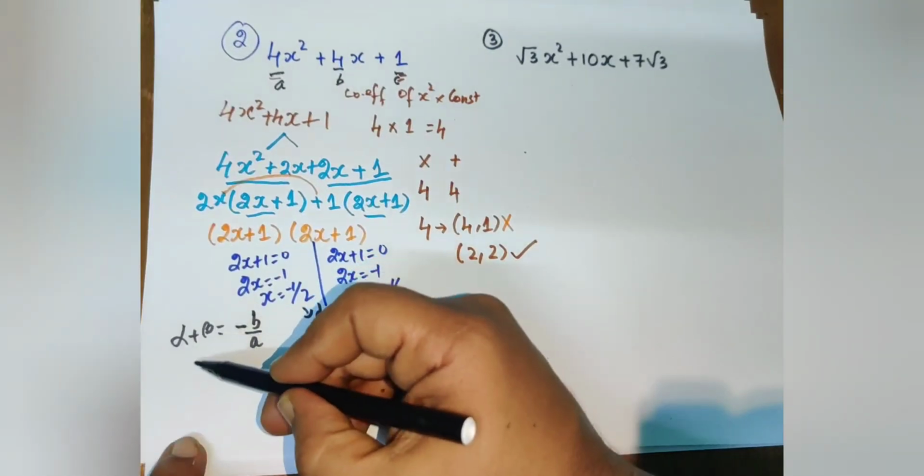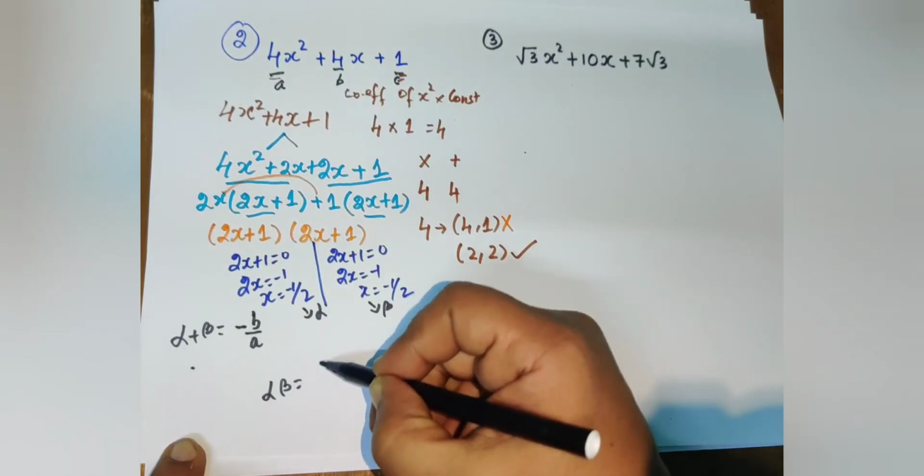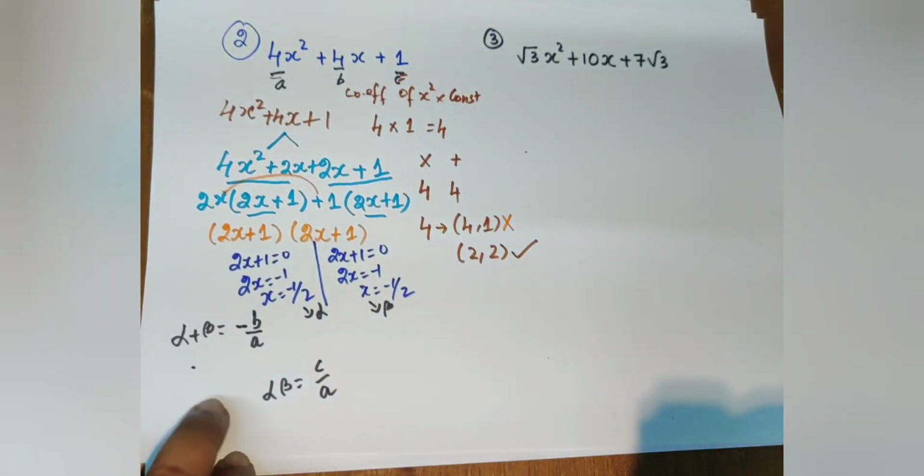And alpha into beta, which is equal to what? Alpha beta, which is the product of the zeros, is equal to c by a. Let us check whether our result is giving the same result or not.